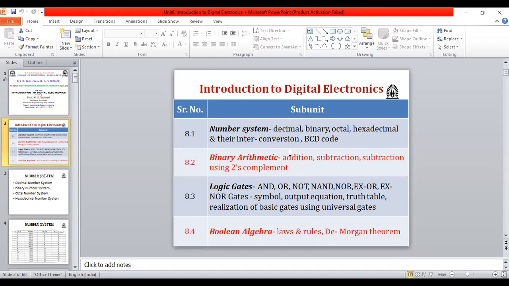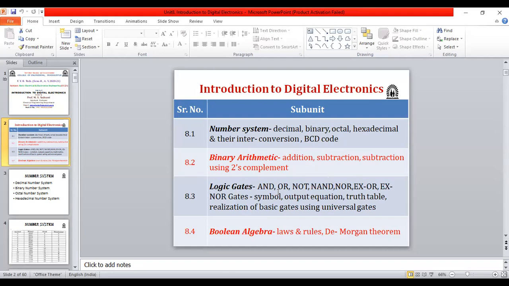And their interconversion: binary to decimal, decimal to binary, binary to octal, hexadecimal, how we can convert them, and binary coded decimal codes we are going to study here. Once you study the binary conversion, this is very important, so listen carefully. Binary arithmetic: binary numbers, addition, subtraction we have to do. After that, one's complement will come, then two's complement. This process we are going to study here.